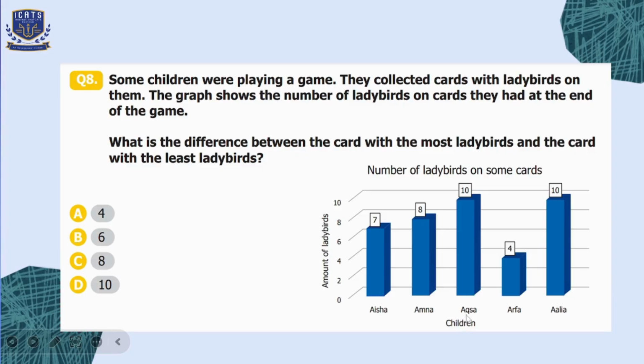So we can see that Aksa and Alia have the cards with the most ladybirds, and the number is 10. And Arfa has the card with the least ladybirds, and the number is 4. So difference means we have to subtract the numbers. So 10 minus 4 is equal to 6. So the difference between the cards is 6. So option B is the correct option here.